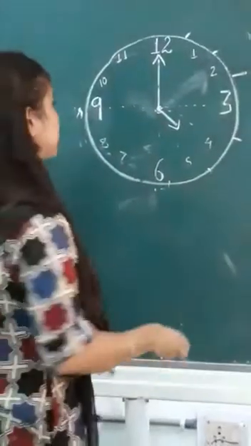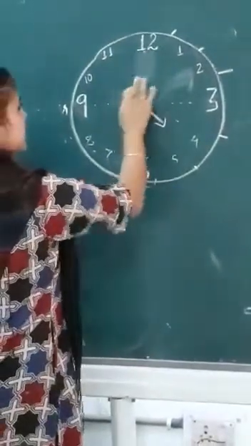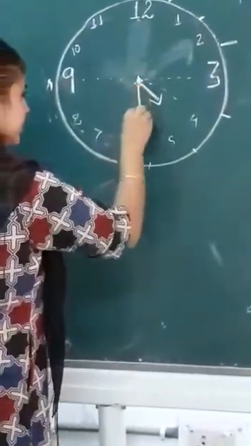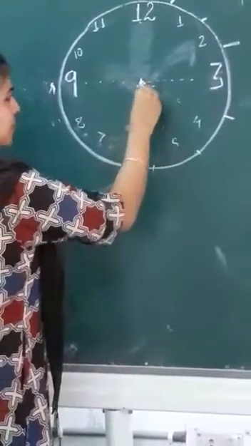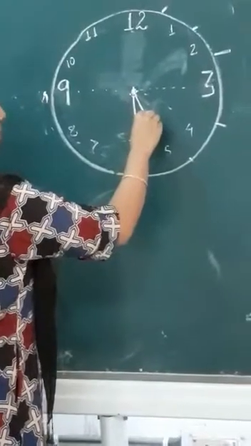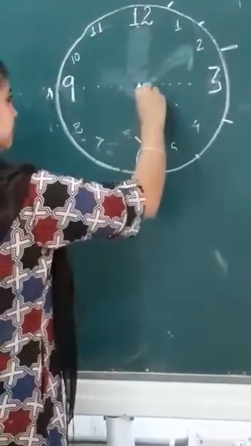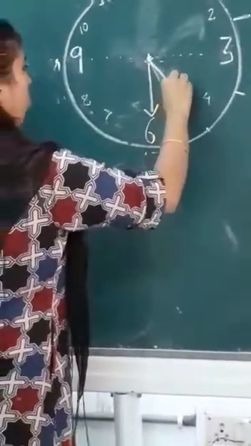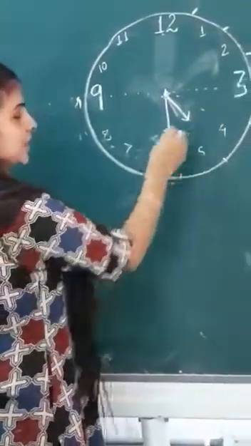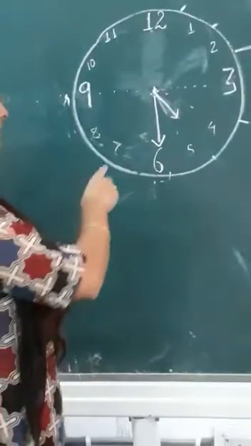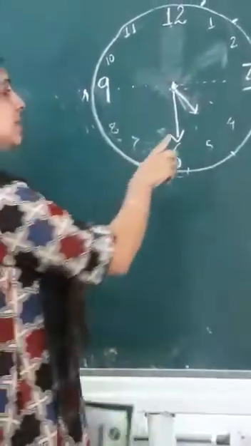How many minutes after 4:30 is 5:30? Suppose now it is 4:30. When it is 4:30, the hour hand will be somewhere in between 4 and 5, and the minute hand will be at 6. So, now it is 4:30. How much time will it take? Will it be when it is 5:30?